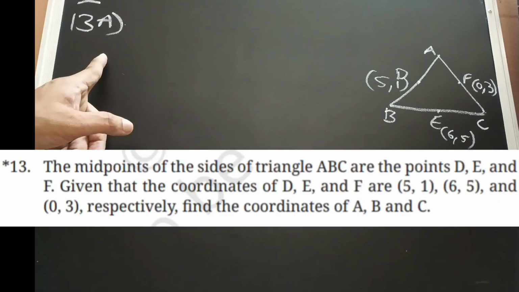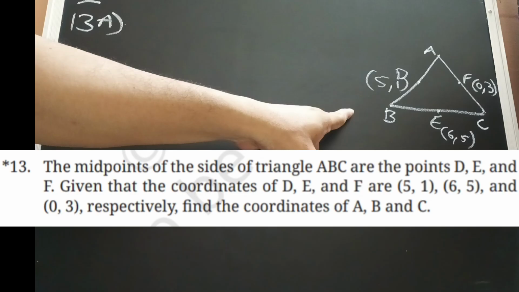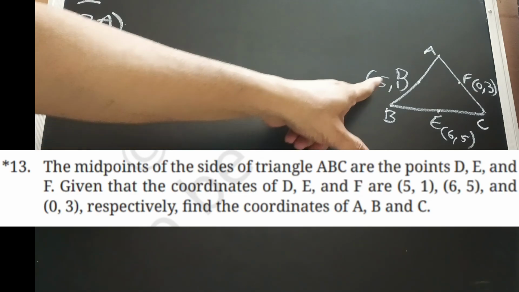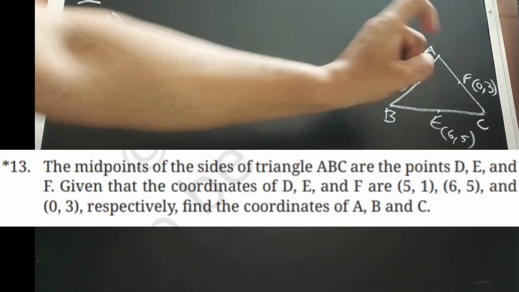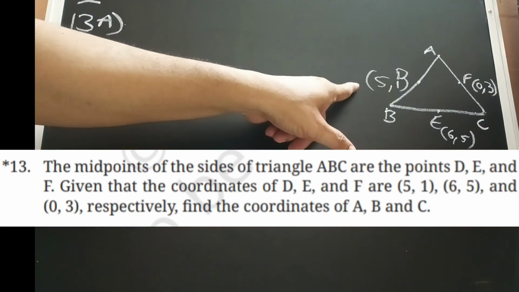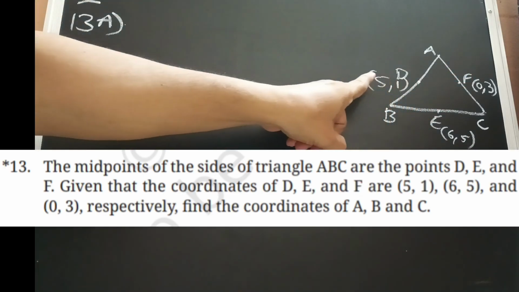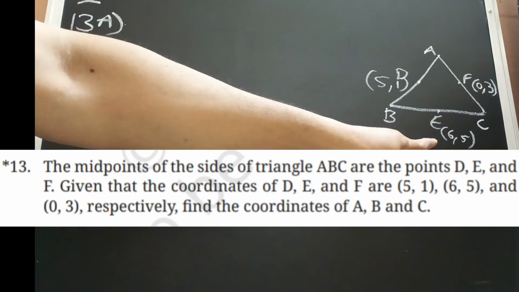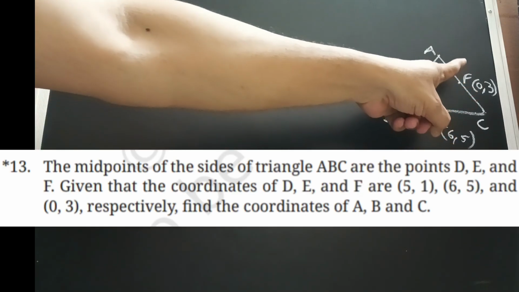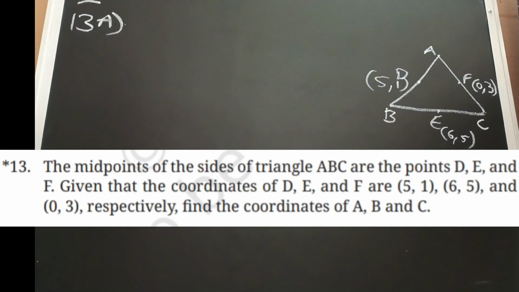This is the 13th question. Given that the midpoints of the sides of triangle ABC are D, E, F, and the coordinates of D, E, F are (5, 1), (6, 5), (0, 3) respectively, find the coordinates of A, B, C.